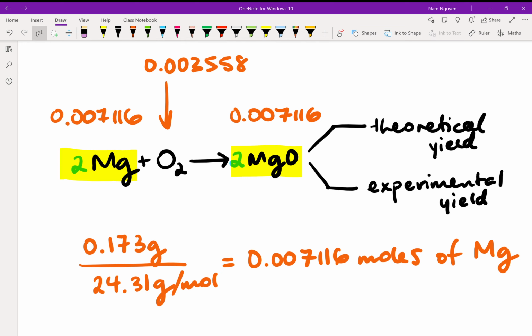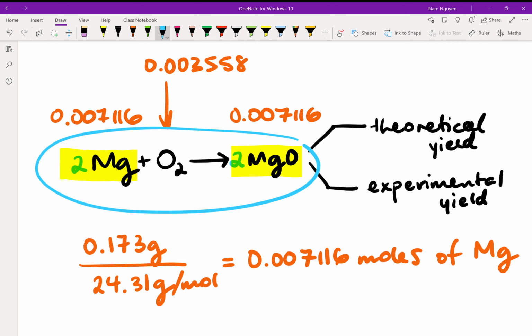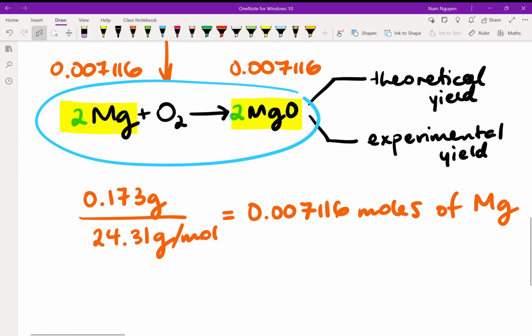So this equation is saying for every 2 moles of magnesium, I will need 1 mole of oxygen to form 2 moles of magnesium oxide, because that's the proportion that this chemical reaction works. So what is the ratio? It's 2 to 1 makes 2 moles. You could write it like this.